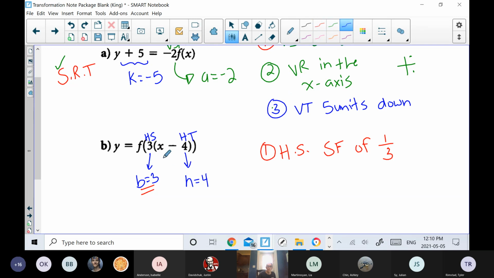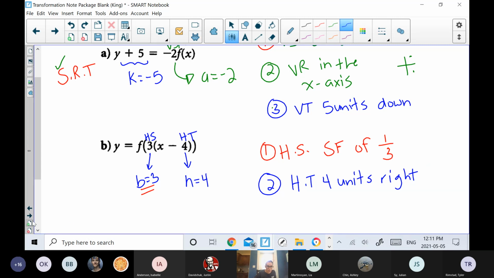I've talked about this now. So now I'm going to do the last translation, which is going to be this guy. This is a horizontal translation, 4 units to the right. Okay.